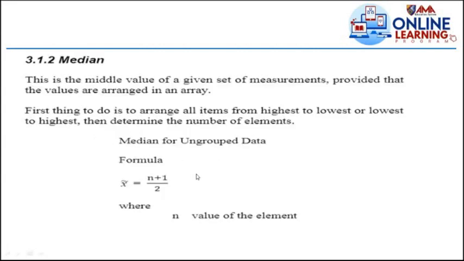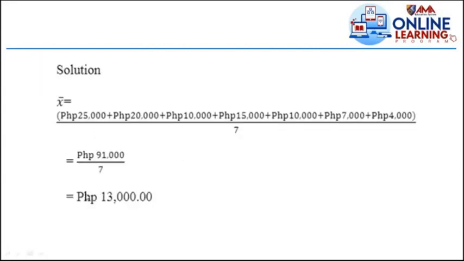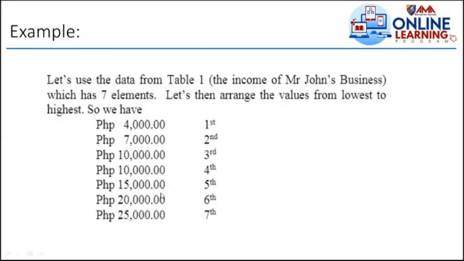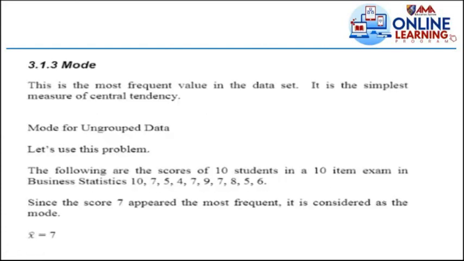Earlier, our mean, the daily average income, is 13,000. But our median, if we look at that, the answer is 10,000. This is the middle one. The fourth one is 10,000. So you can see the difference between mean and median. Next, you have the mode. This is the most frequent value in the data set. It is the simplest measure of central tendency.